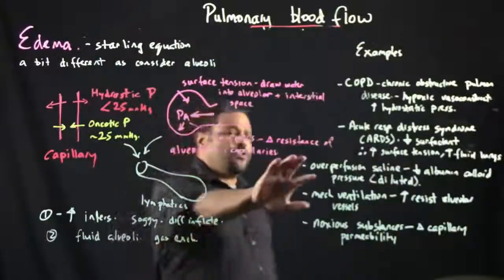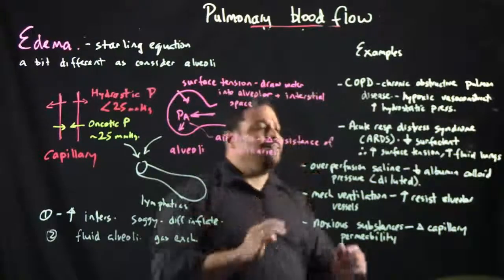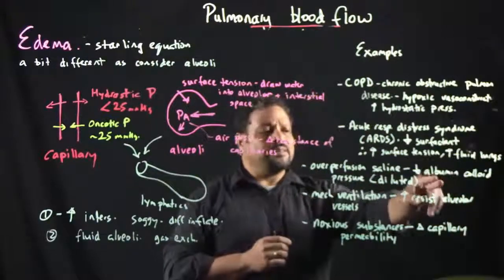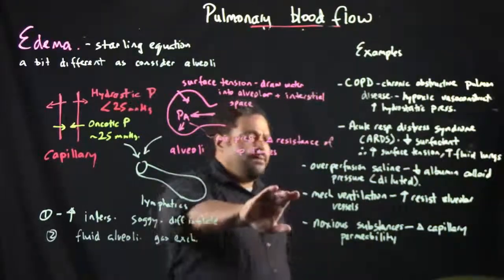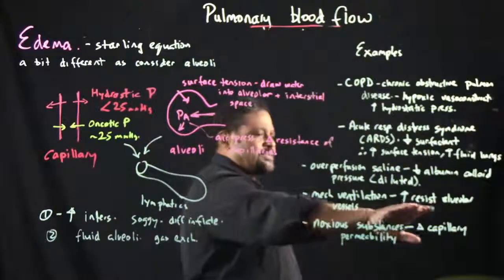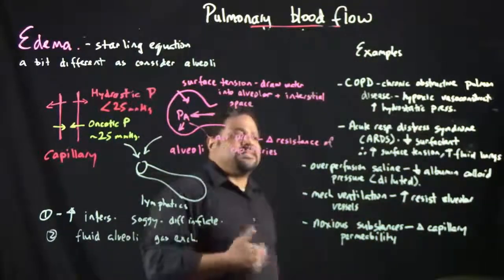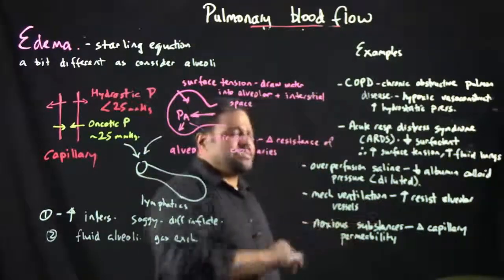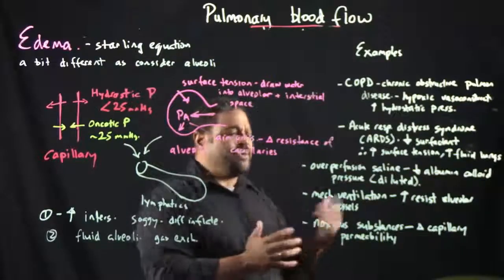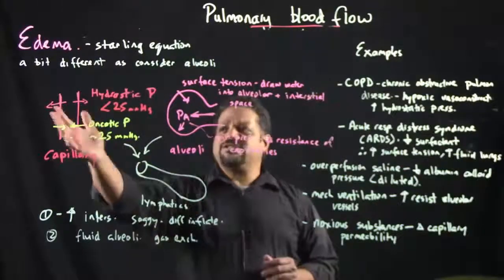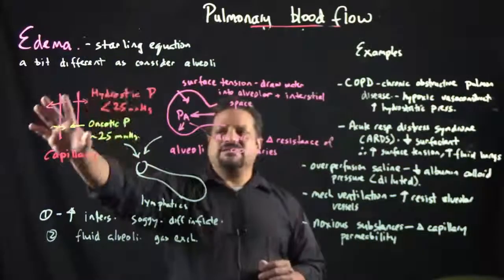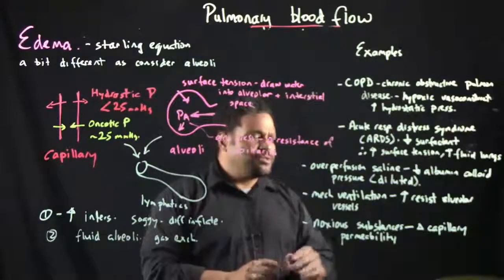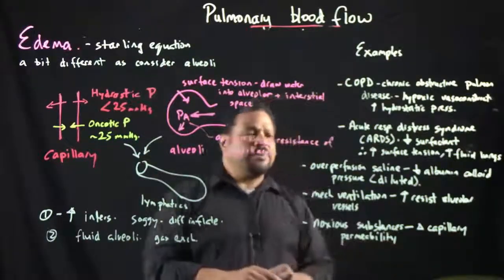Okay. You can have overperfusion of saline, and you're going to decrease the colloid pressure. You're going to dilute or decrease the albumin concentration in the blood. With mechanical ventilation, you're going to increase the resistance of the alveolar vessels, basically increasing the pulmonary vascular resistance. And then the last one is noxious substances, toxins, etc., that affect the capillary permeability. We hadn't mentioned capillary permeability in Starling's equation here, but we discussed it in the previous lecture on microcirculation. So noxious substances can alter that capillary permeability.